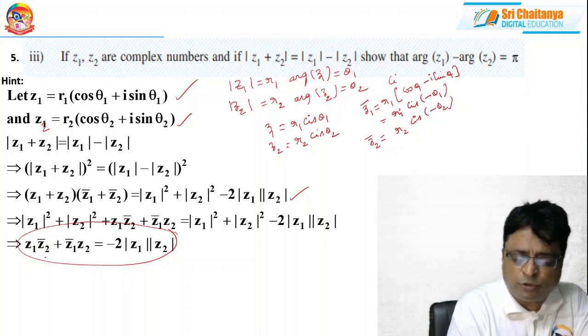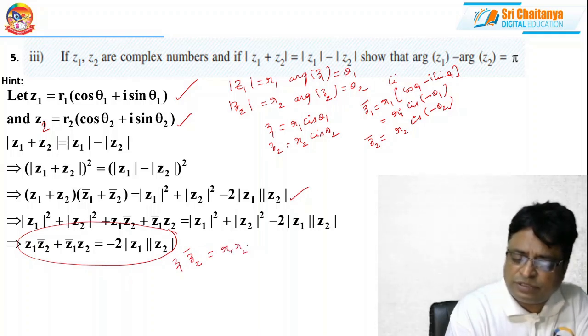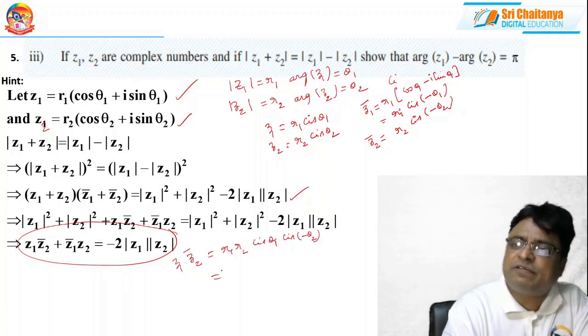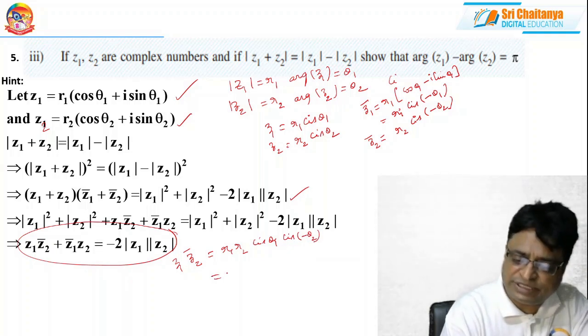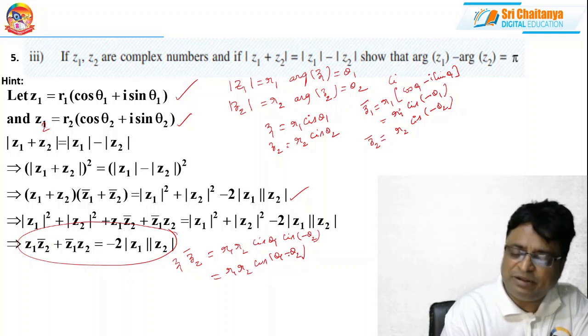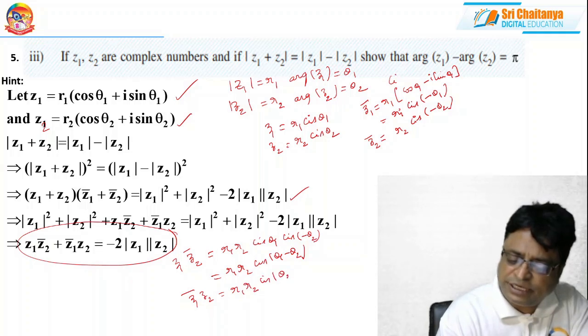So what is z1 z2 bar? Actually, this is nothing but r1 r2 cis theta 1 cis minus theta 2. What I told, cis alpha into cis beta is equal to cis alpha plus beta. So this is r1 r2 cis theta 1 minus theta 2. Similarly, what is z1 bar z2? This I can write as r1 r2 cis theta 2 minus theta 1.